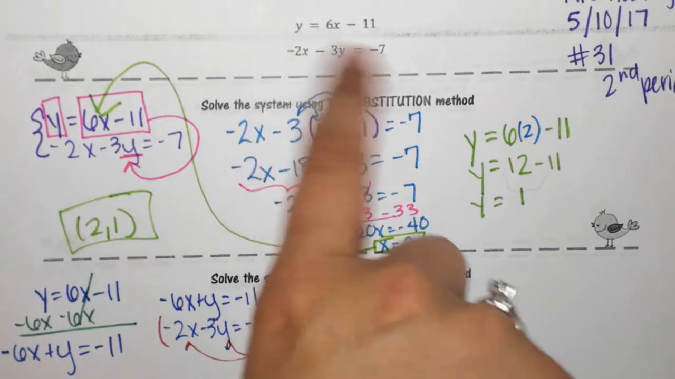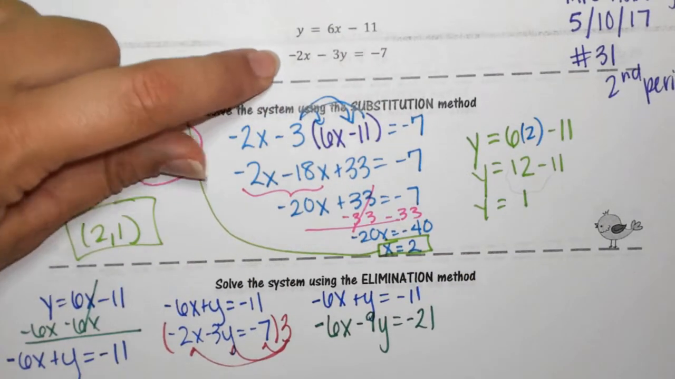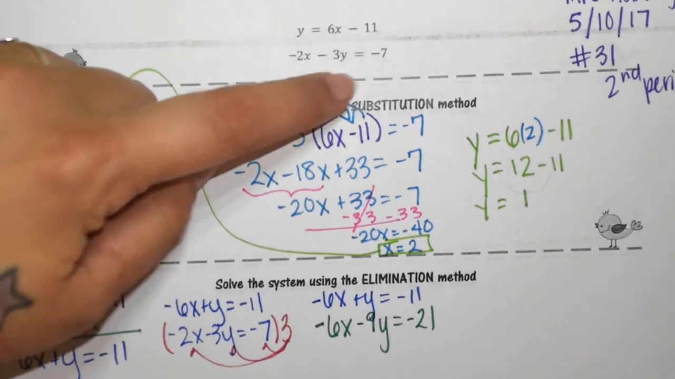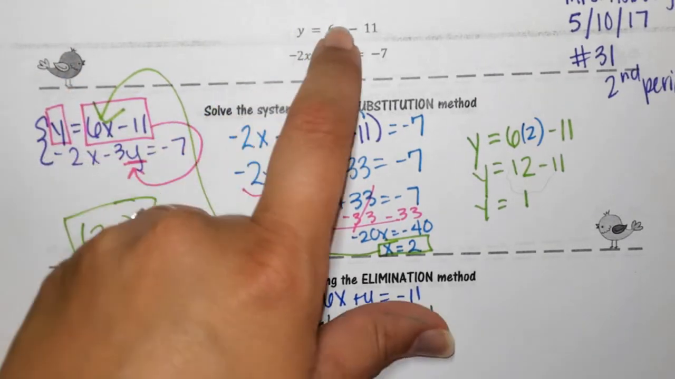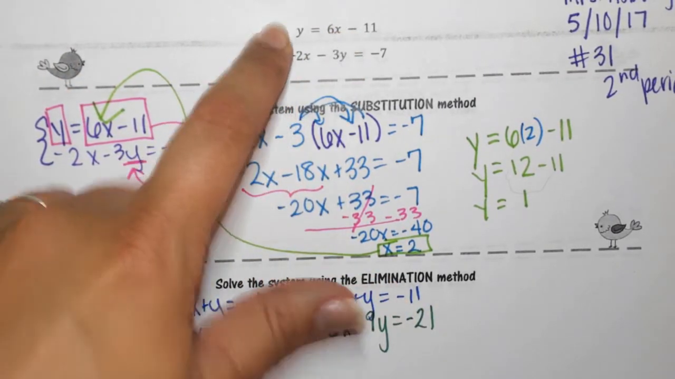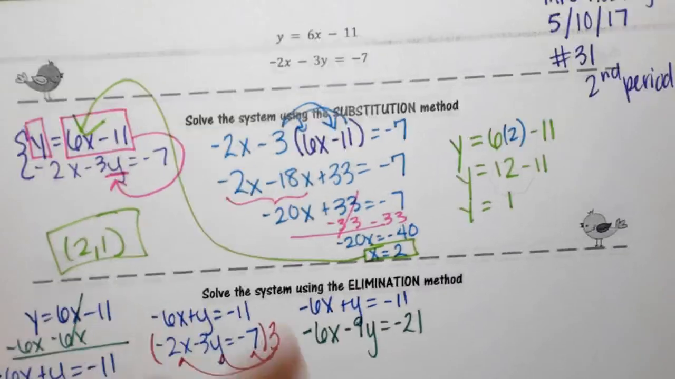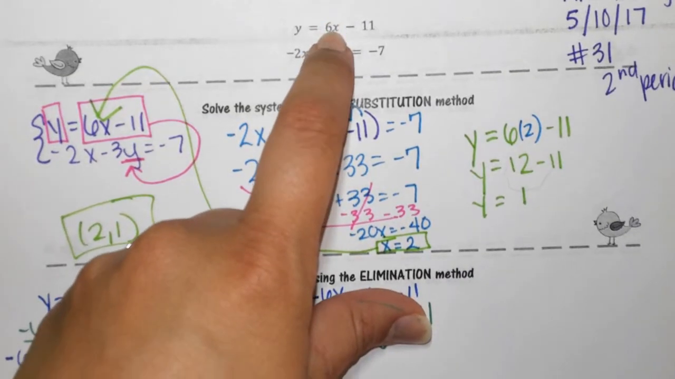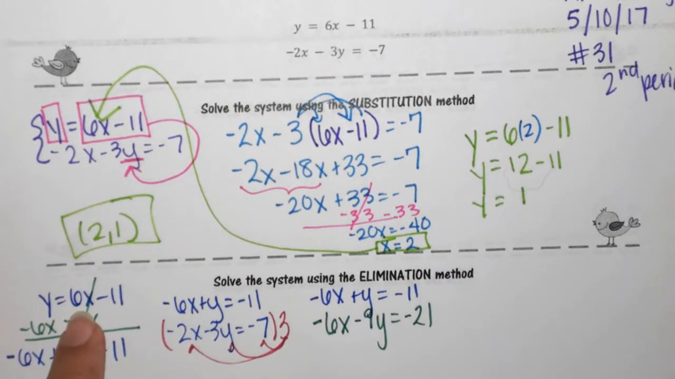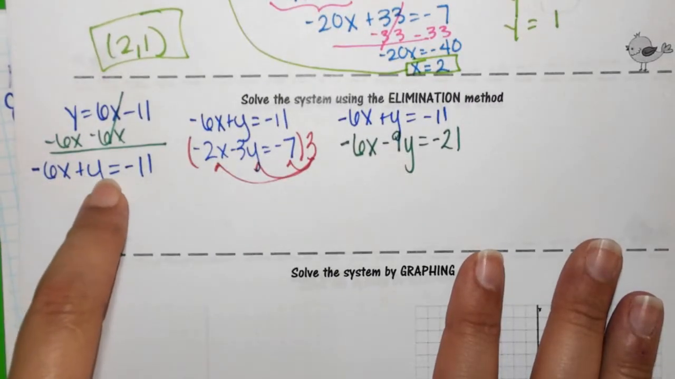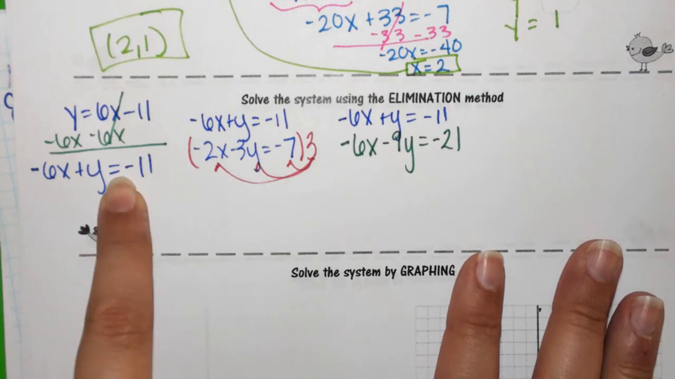We needed to get both of these in standard form. This equation is in standard form, where x and y are on the same side. But we need to get this 6x over here so that they're both in standard form. Now, Jorge yelled at us and told us to subtract 6x from both sides. So we subtracted 6x from both sides, and we got negative 6x plus y equals negative 11.